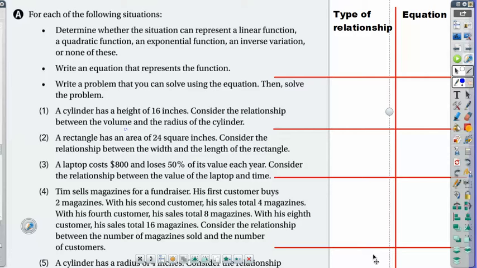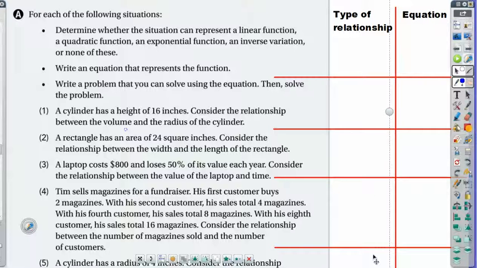All right, so we're going to take a look at investigation 4.4. What we're going to do is find the type of relationship, explain why it's that type of relationship, and get the equation. It may not be in that order, but that is what we're going to do. So let's take a look at that first one.